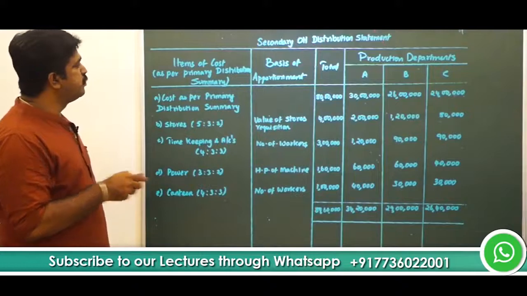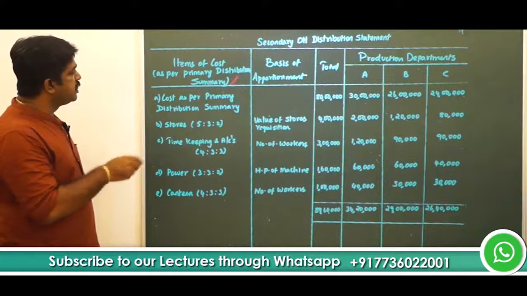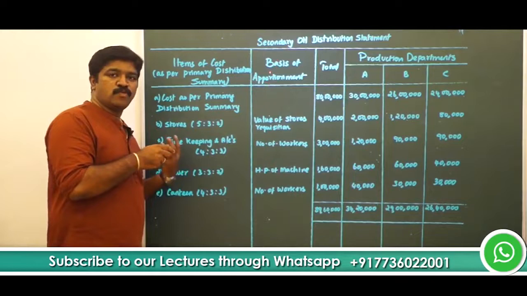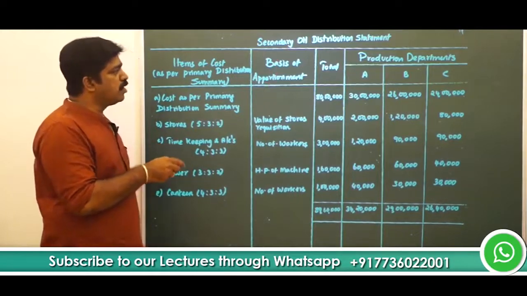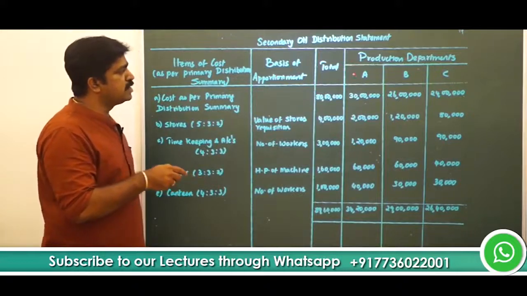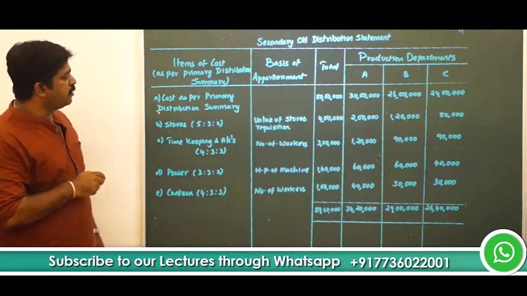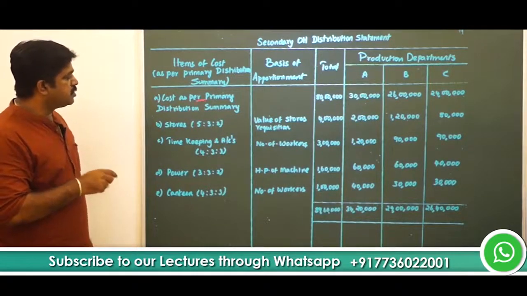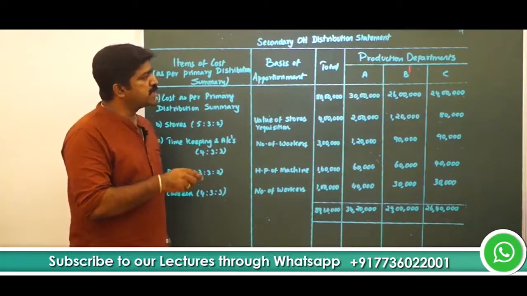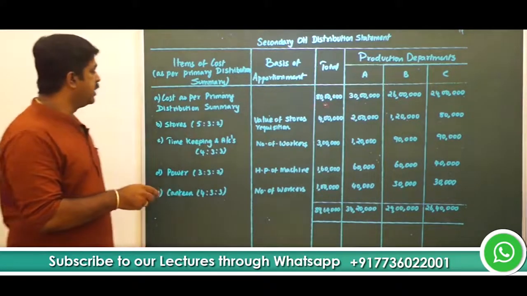Secondary overhead distribution statement. Here in this column we'll be capturing the items of cost as per primary distribution summary, and the second column is for deciding on what basis we have to apportion. Third column is for the total. Then comes the apportionment, basically apportioning over 3 production departments A, B, C. First, let's capture the cost information as per primary distribution summary as available in the question. Production A 30 lakhs, B 26 lakhs, C 24 lakhs. Totally it is 80 lakhs.